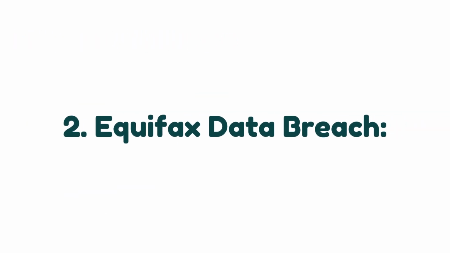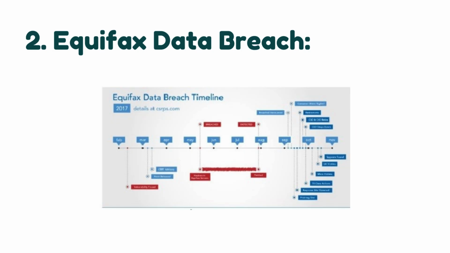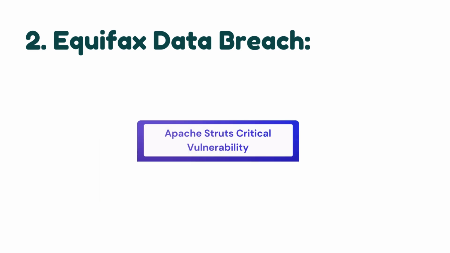2. Equifax data breach. Overview. Occurred between May and July 2017, compromising sensitive personal information of over 147 million individuals. Resulted from an unpatched vulnerability in the Apache Struts web application framework.